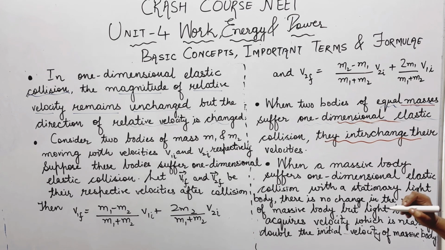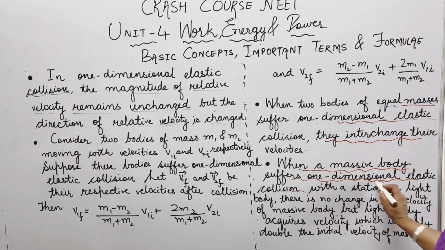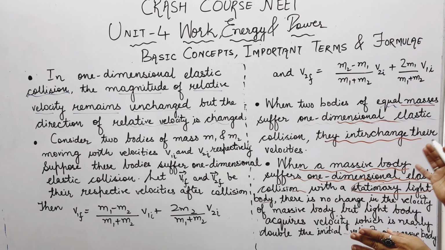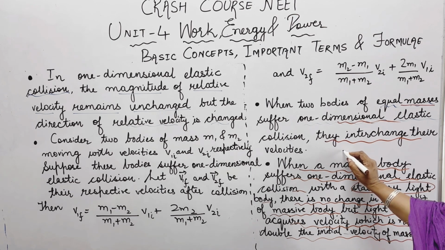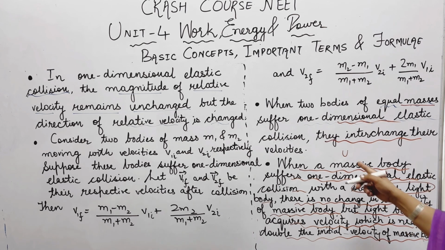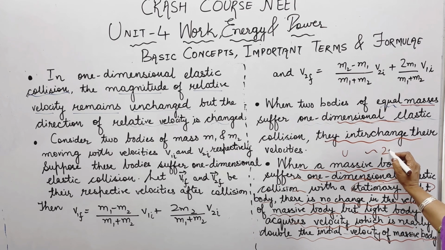When a massive body suffers one-dimensional elastic collision with a stationary light body, here the massive body is in motion and the light body is stationary. Then after collision, there is no change in the velocity of the massive body, it remains as such. But the light body acquires a velocity which is nearly double the initial velocity of the massive body. For example, if the massive body is moving with velocity u initially, after collision there is no change in its velocity, but the light body will be moving with nearly twice the initial velocity.